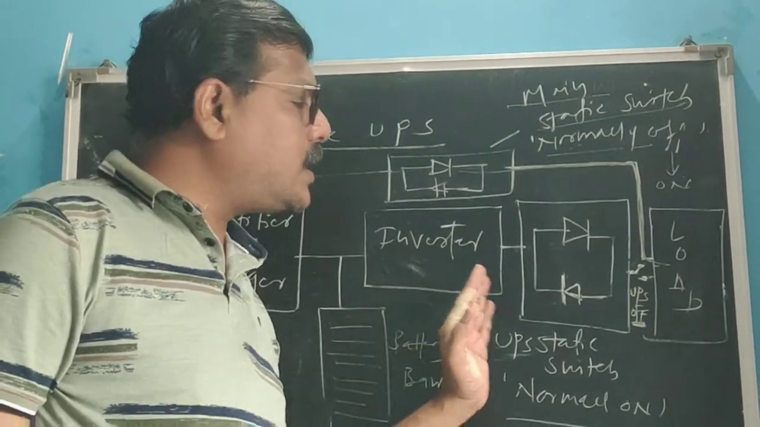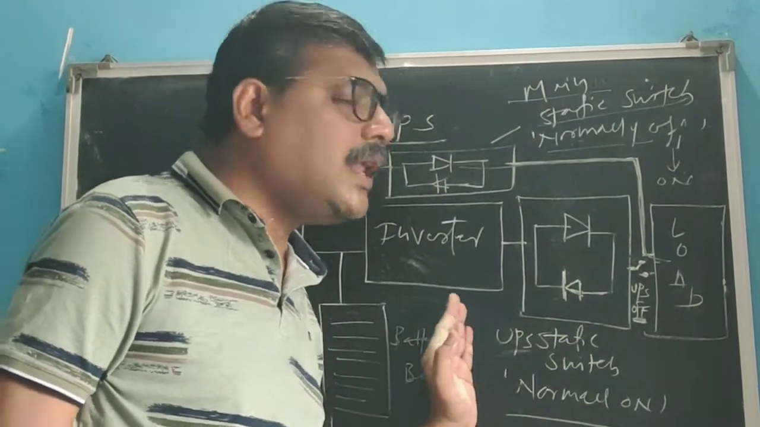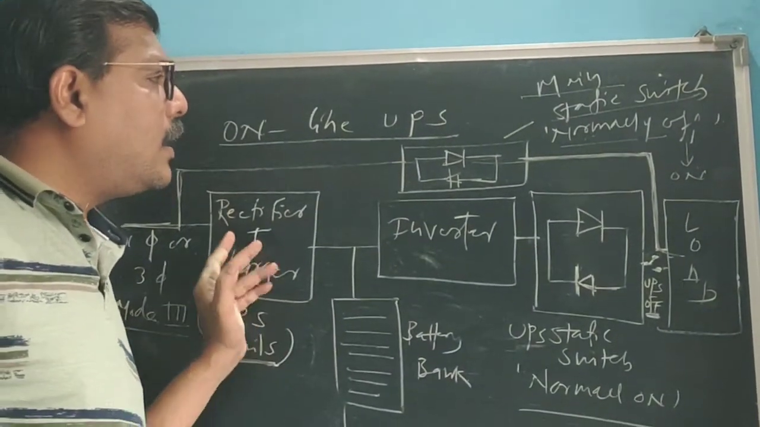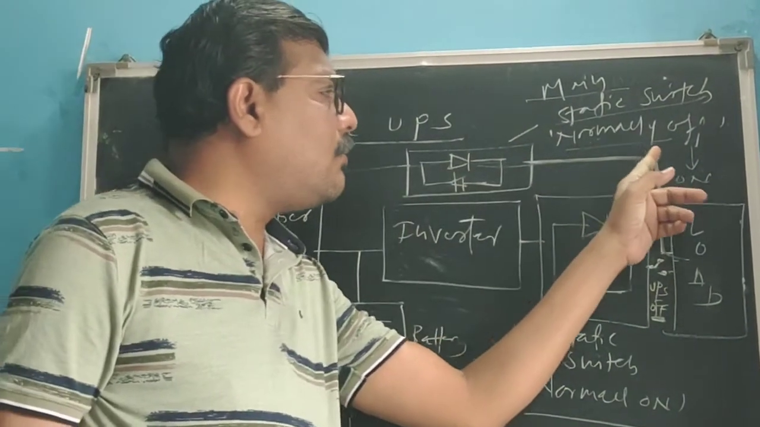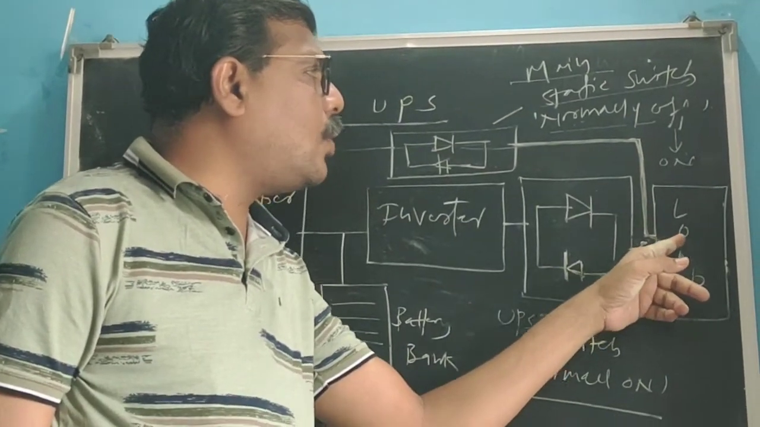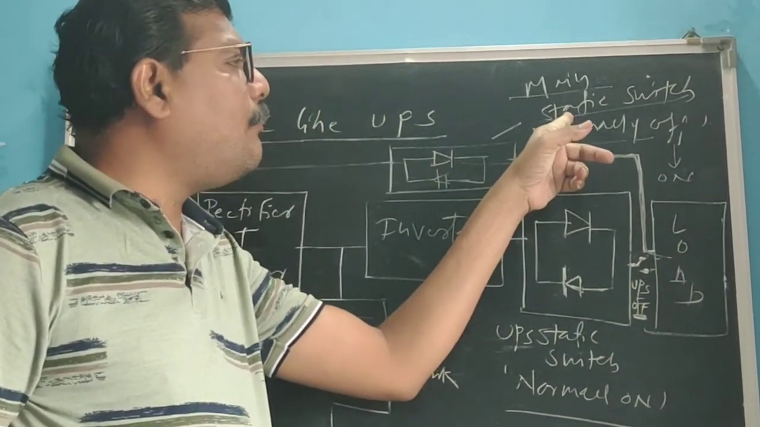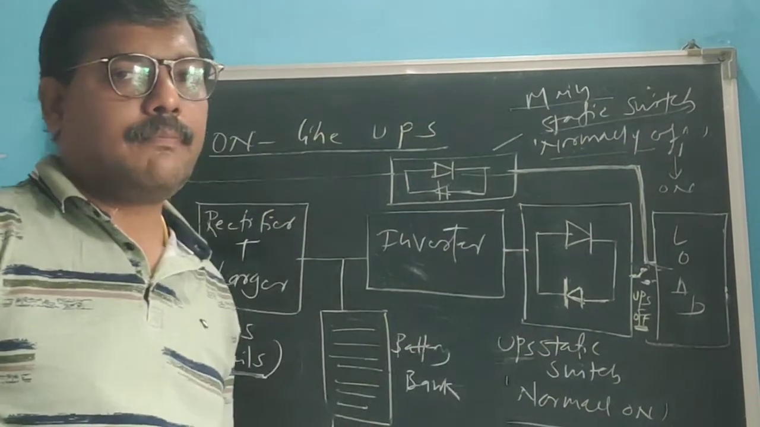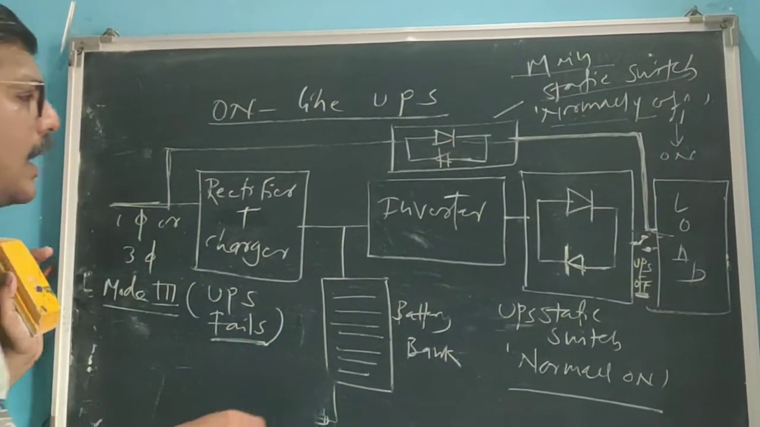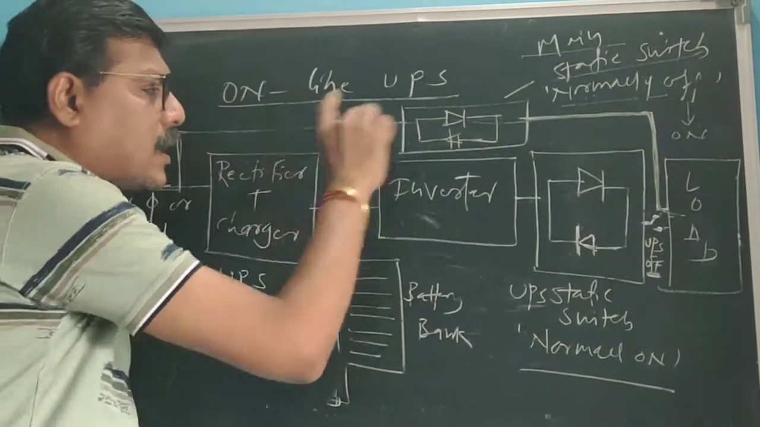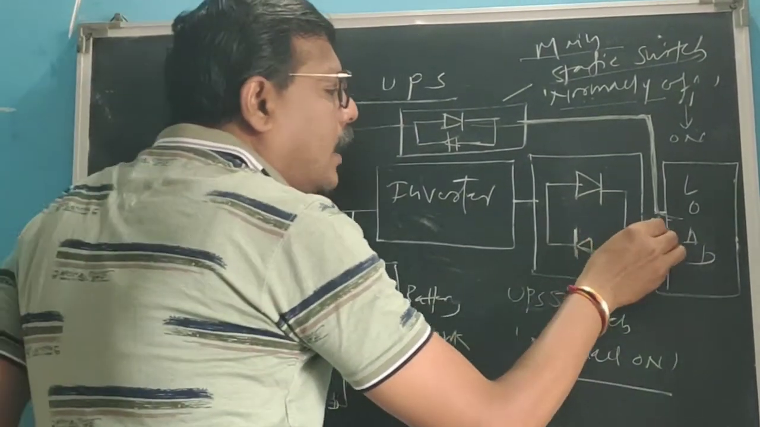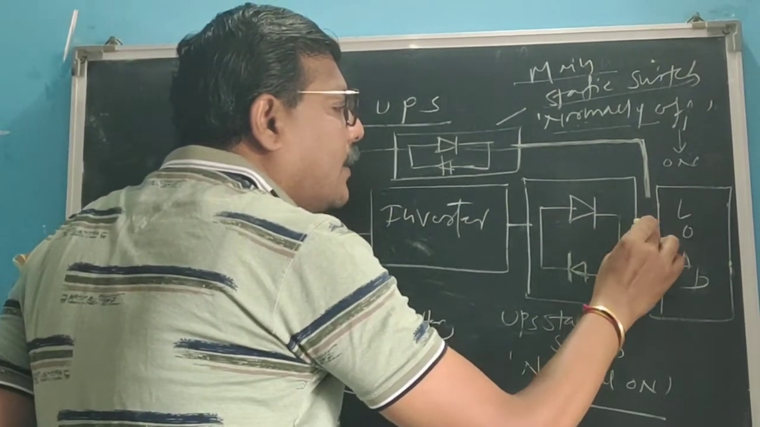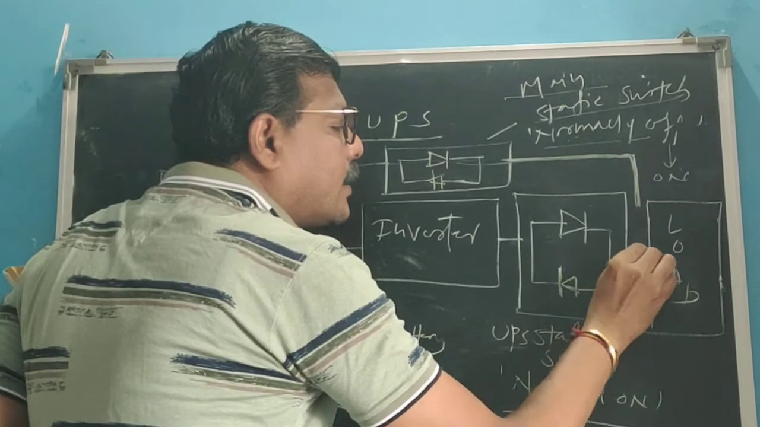It will disconnect the load from the UPS system when your UPS system has failed. When it has failed, the AC mains supply directly gives the AC voltage to the load. Simply, we have to put the main static switch from the normally off position to the on position. So again, when the UPS comes back into the system, the switch disconnects the AC main supply and gets connected to the load.